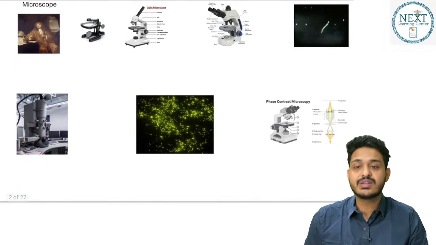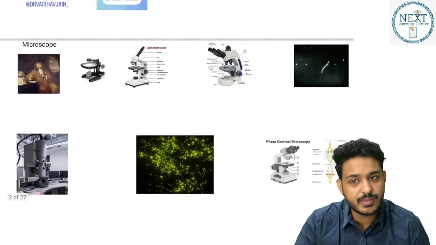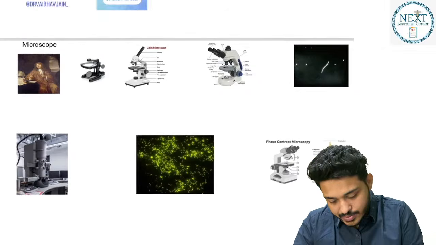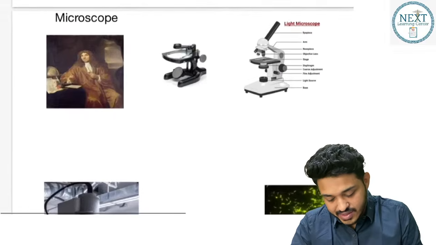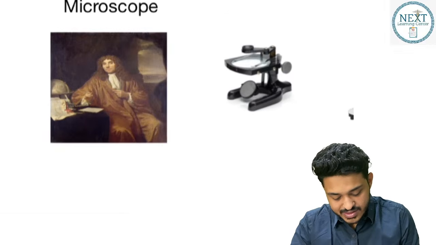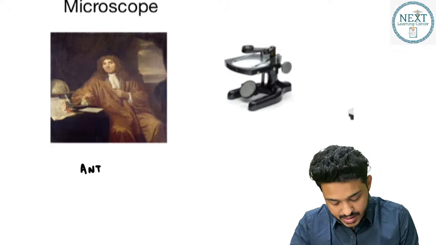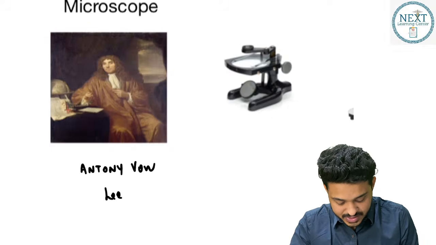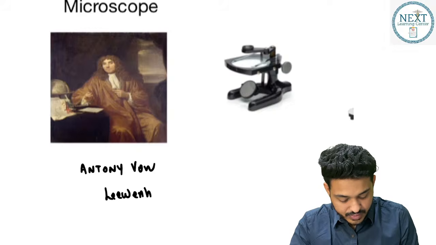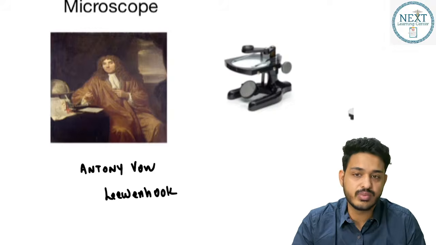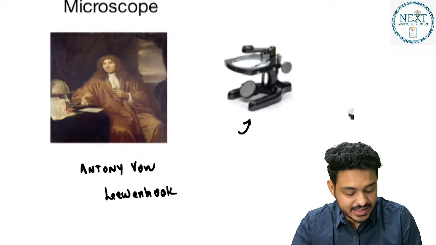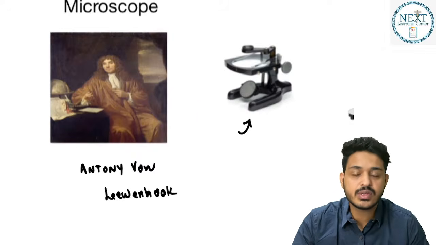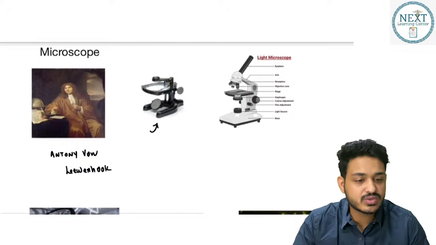So let's start with the first topic, which is the microscope. What is a microscope and who is this particular gentleman? Try to answer. This gentleman is Antony von Leeuwenhoek. He discovered the microscope. The first microscope was discovered by this person, right? So the next question is, how many types of microscopes do we have?